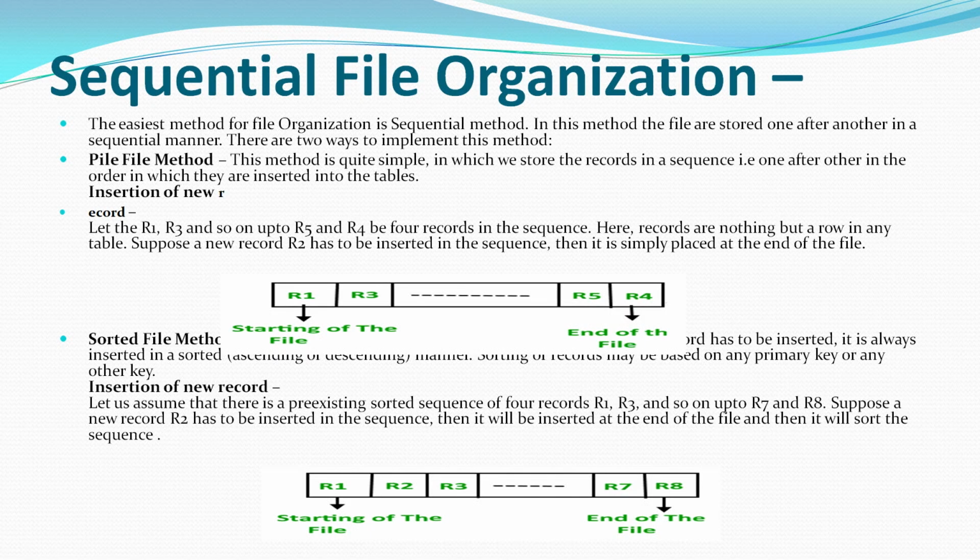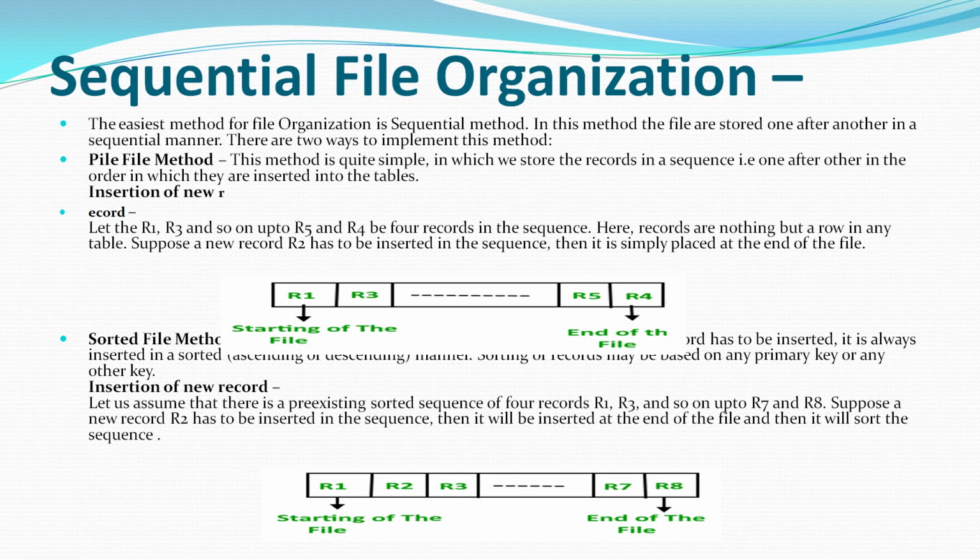Sequential file organization is the easiest method of file organization. In this method, the files are stored one after another in a sequential manner. As its name tells, the records are stored one after another, and there are two ways to implement this method. One is the pile file method and another is the sorted file method. So, what does it mean by the pile file method? In this method, we store the records in a sequence, one after another, in the order in which they are inserted into the table.